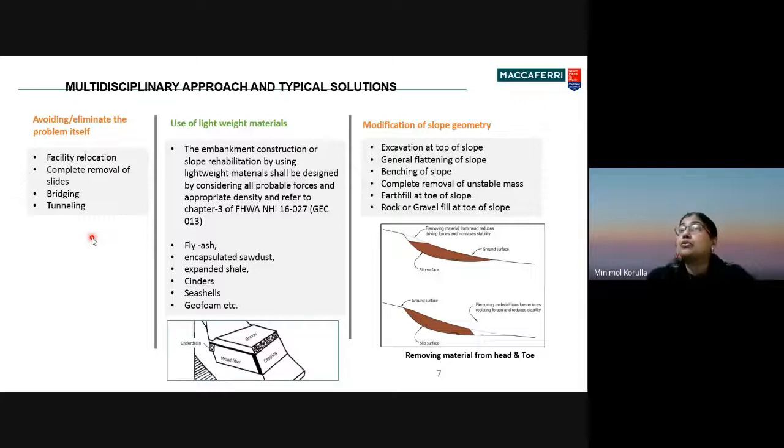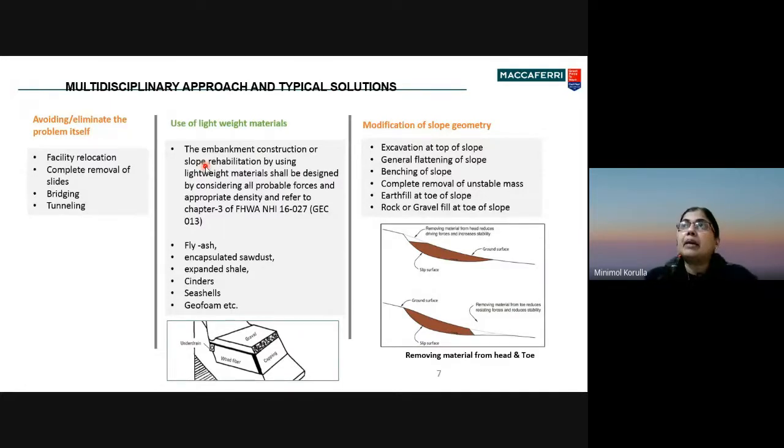was also a part of this group, which is authoring a slope guideline. So the different methods mentioned in the slope guideline: one is avoiding or eliminating the problem itself. If a lot of landslide is there, avoid that area. Second is use of lightweight materials.